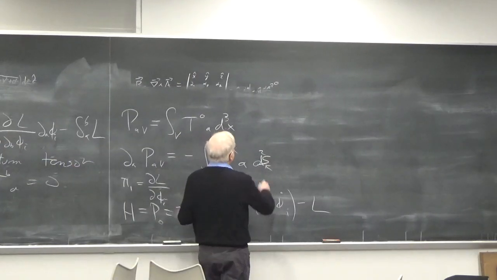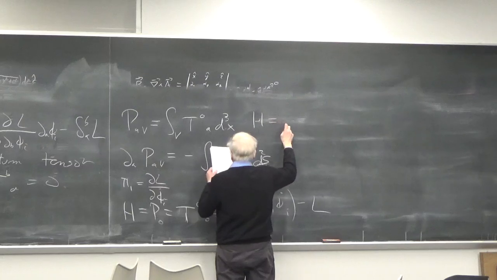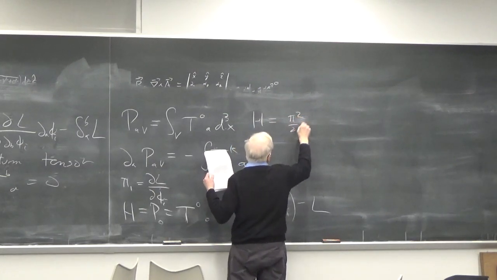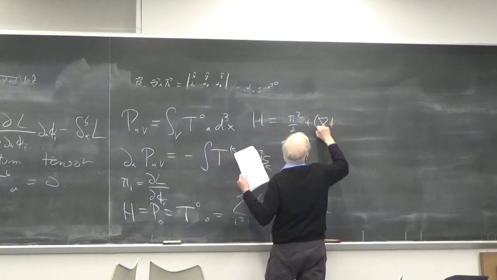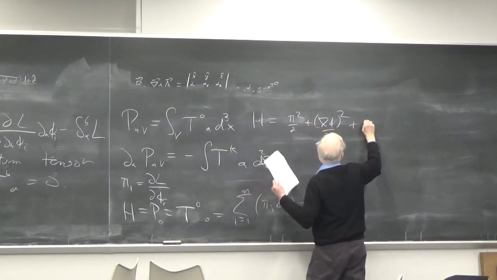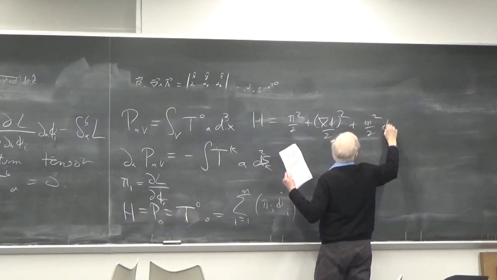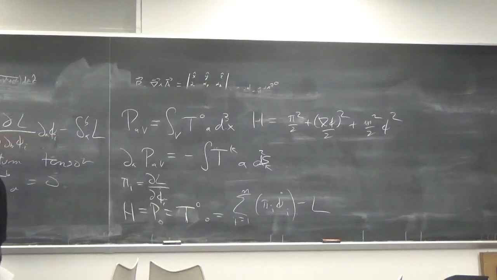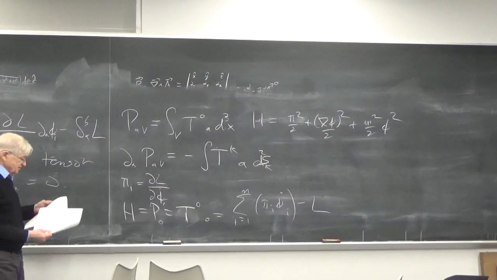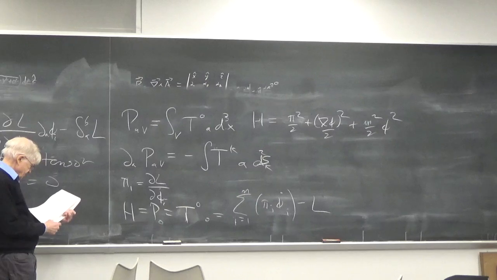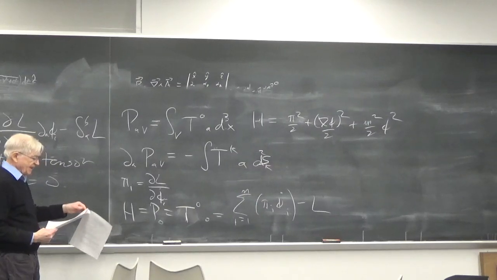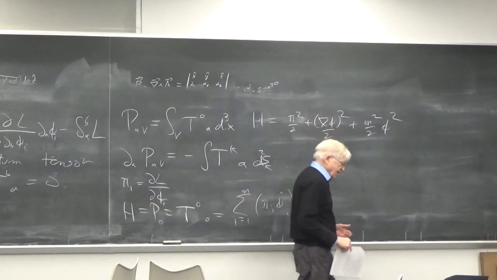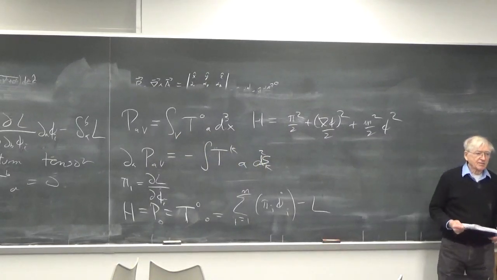For a single scalar field in particular, it is pi squared over 2 plus grad phi squared over 2 plus m squared over 2 phi squared. So that's the Hamiltonian for a single scalar field. That gives you the Klein-Gordon equation. It's basically box plus or minus m squared acting on phi equals 0.